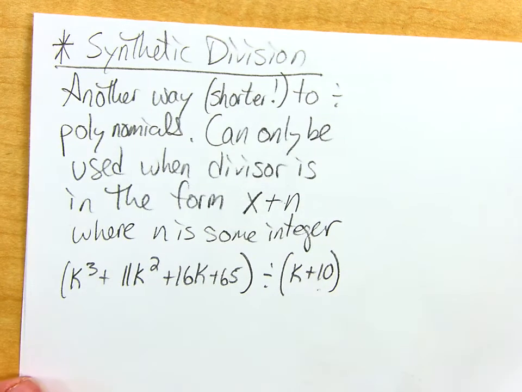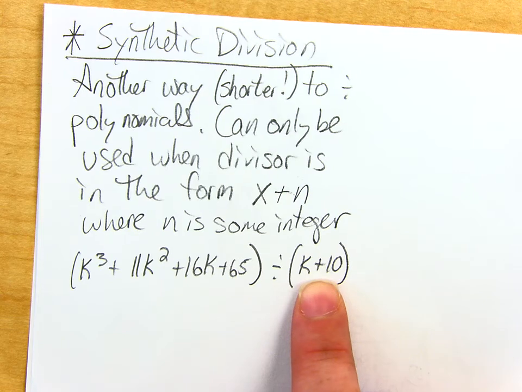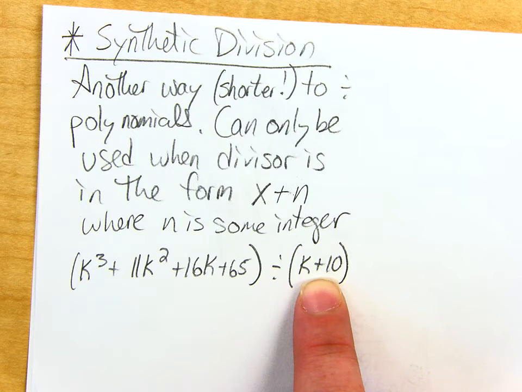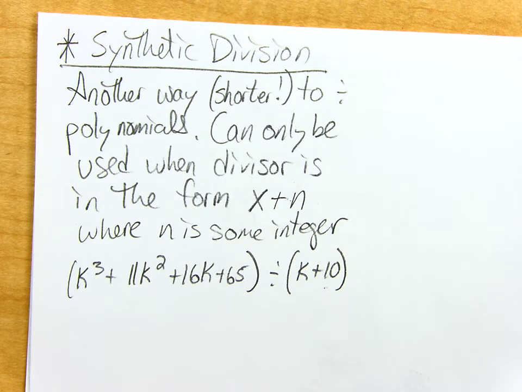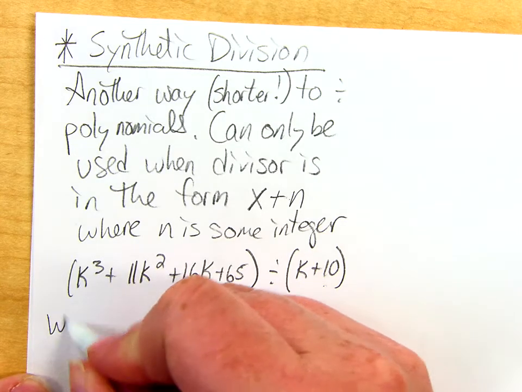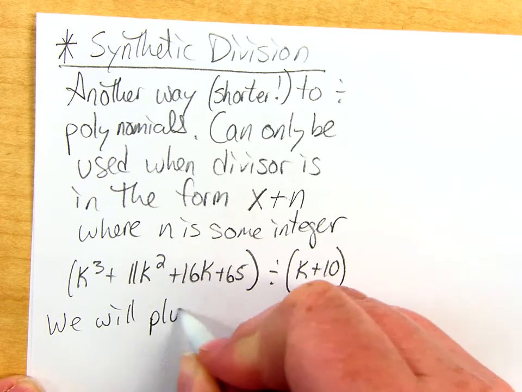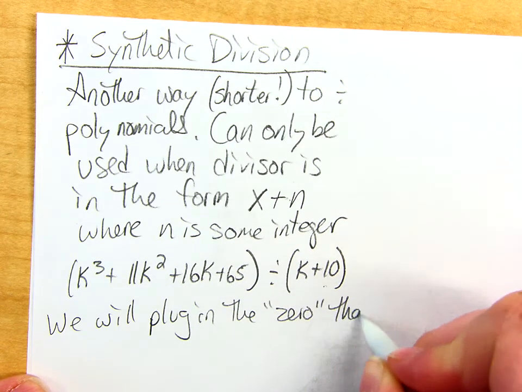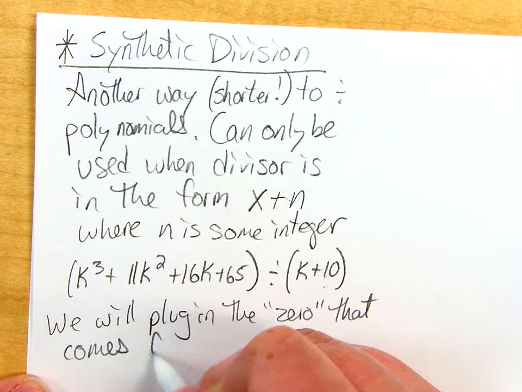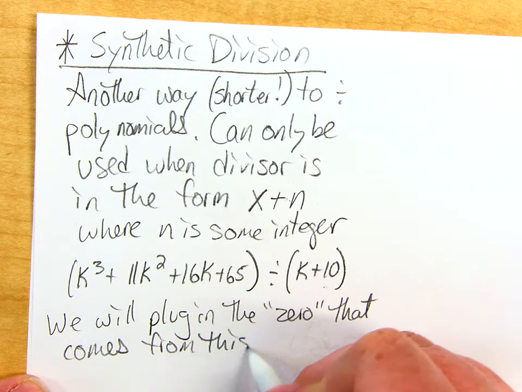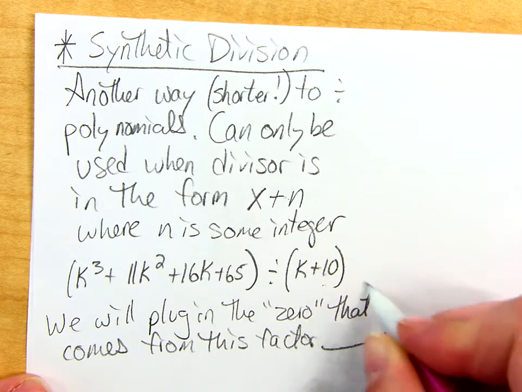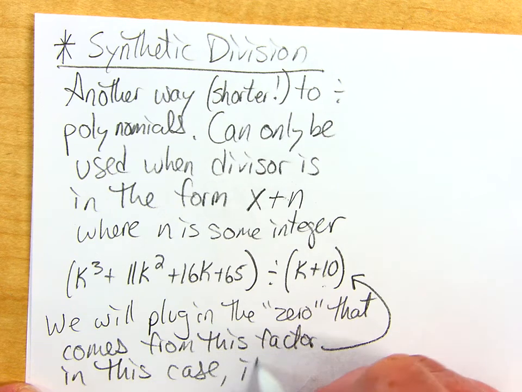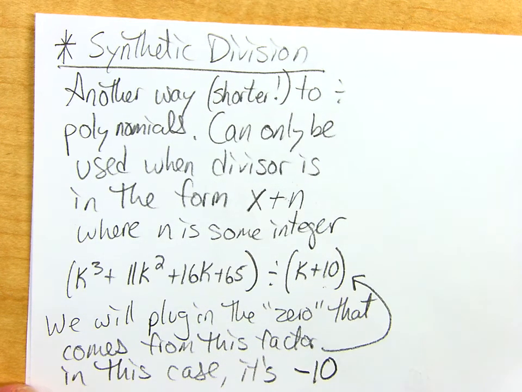Here's what you need to do. You're going to synthetically plug in whatever the zero is that comes from that factor. In this case, it's a negative 10. Are you with me so far? Is everybody okay? Yeah, okay. So we will plug in the zero that comes from this factor, in this case negative 10.